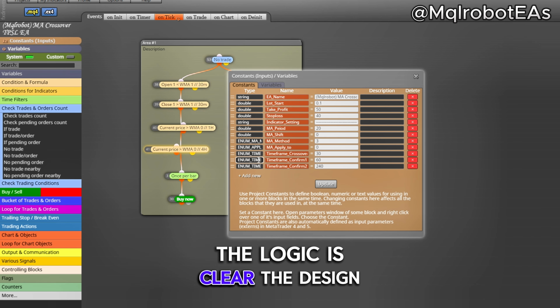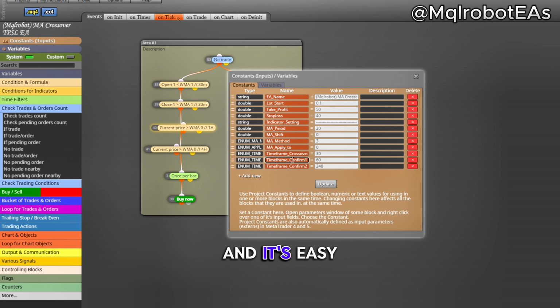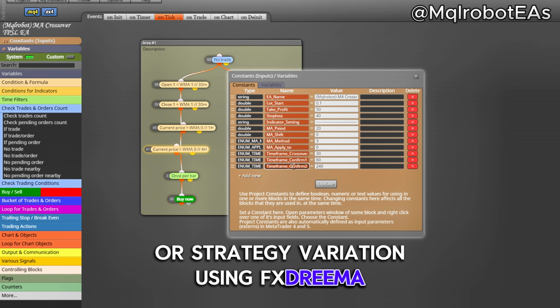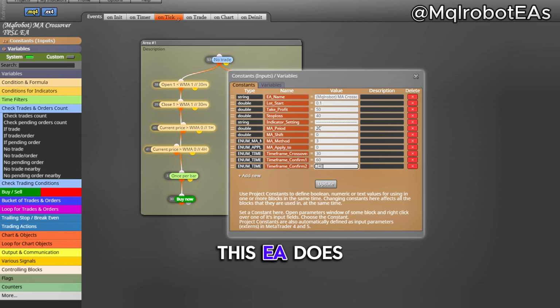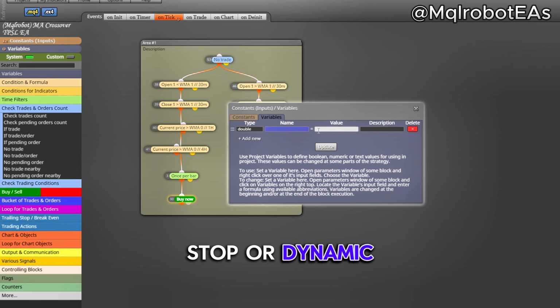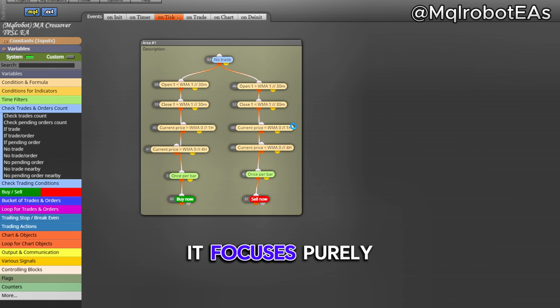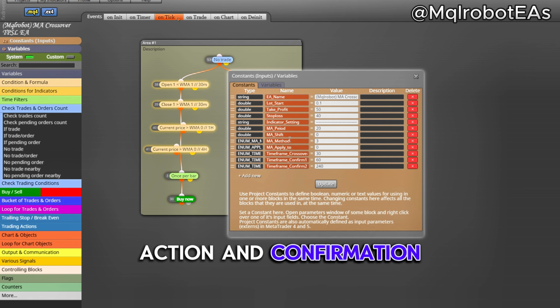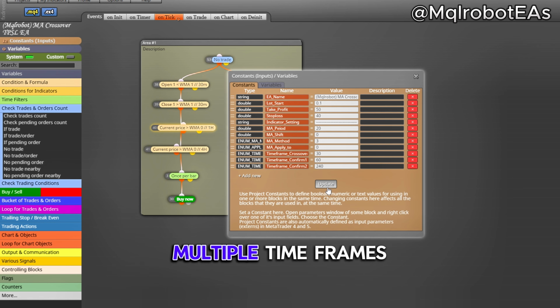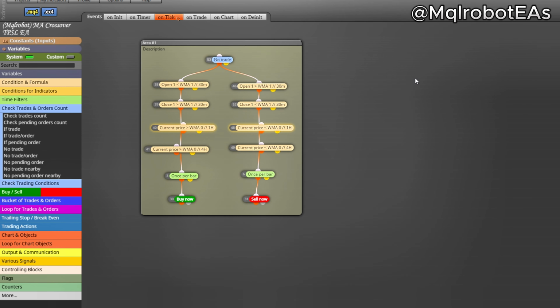The logic is clear. The design is modular, and it's easy to adapt to any time frame or strategy variation using FXDreema. This EA does not use trailing stop or dynamic position sizing. It focuses purely on price action and confirmation across multiple time frames for cleaner signals.